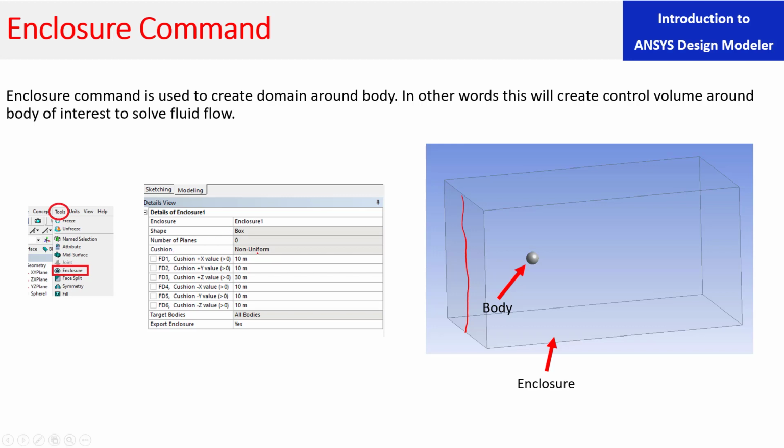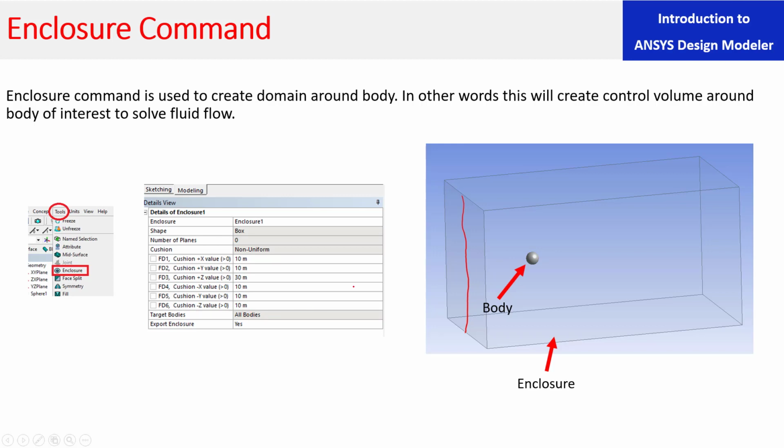And the next option you can choose is uniform. Uniform means that every side will be equal, but non-uniform means that you can change the dimensions in X, Y, and Z, both sides, minus and plus also. And then you have to choose the target bodies. Right now it's only a single body. There may be multiple bodies, so you have to select all bodies if needed.